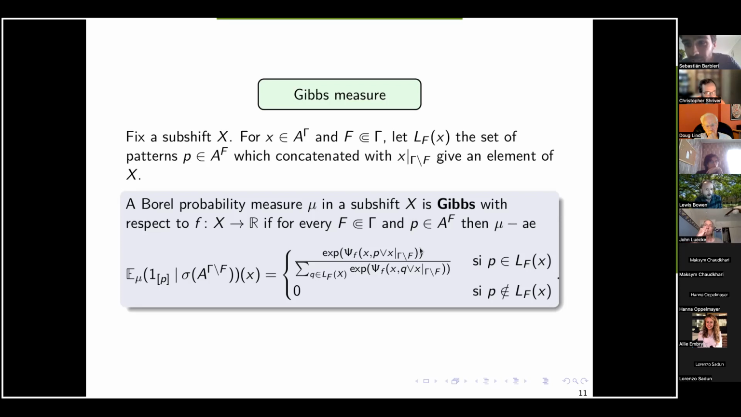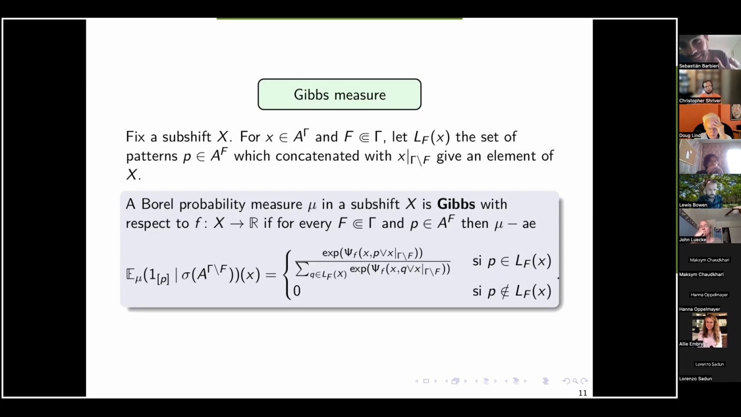Okay, as I'm working on a subshift, this is well defined if P is allowable. So if I plug in P, this lies in X, and if not, I'm just going to define that as 0. Okay, so that's my definition of Gibbs measure.